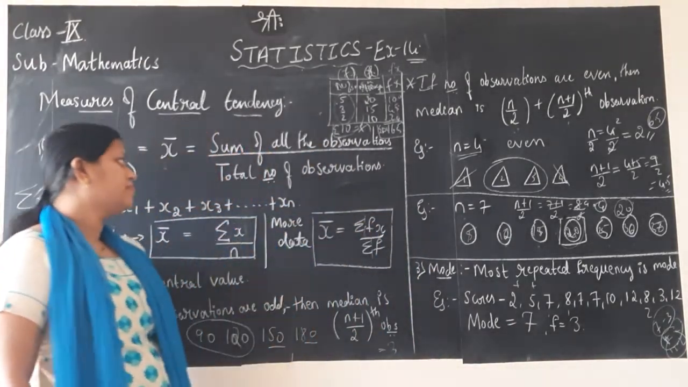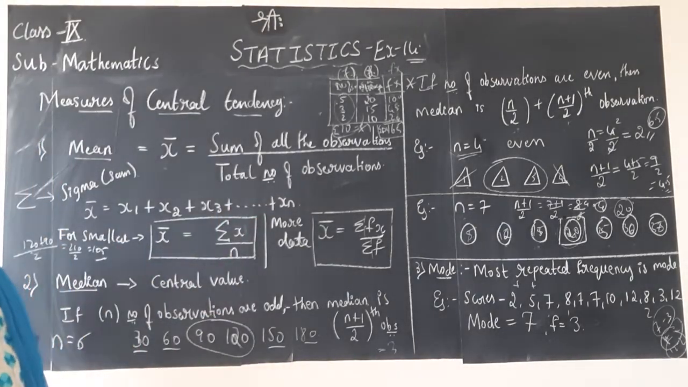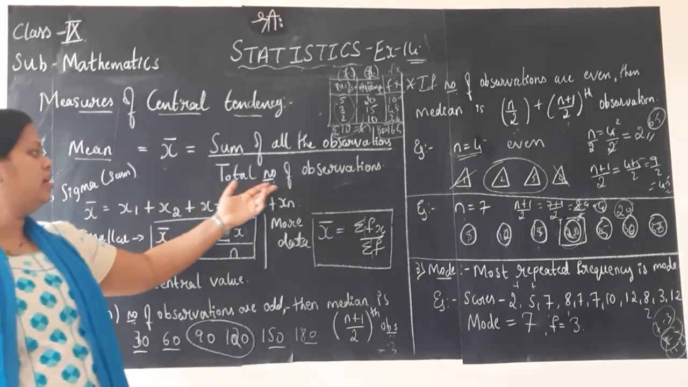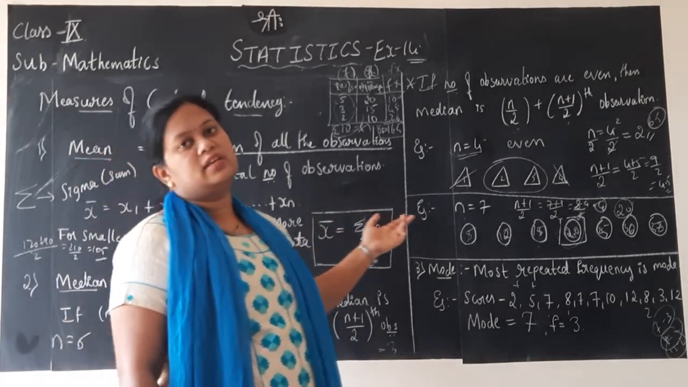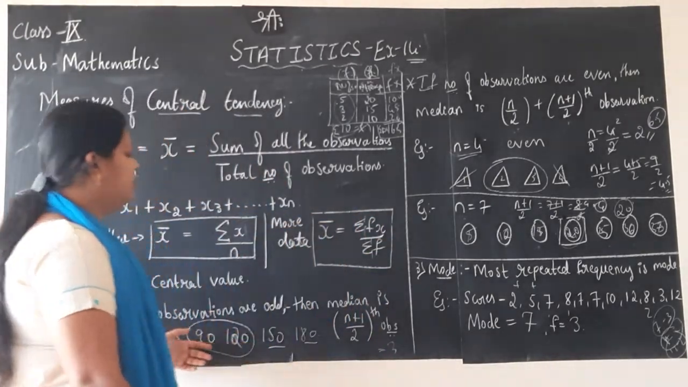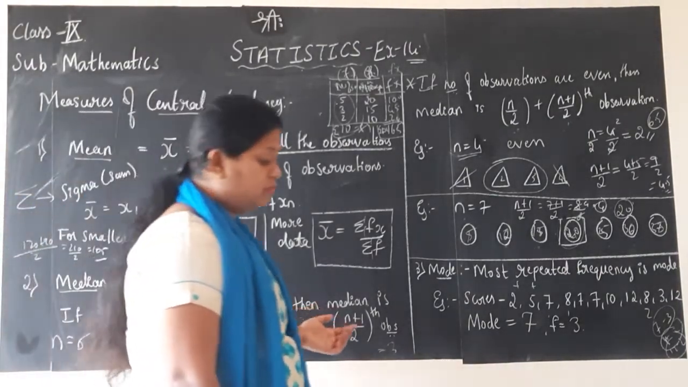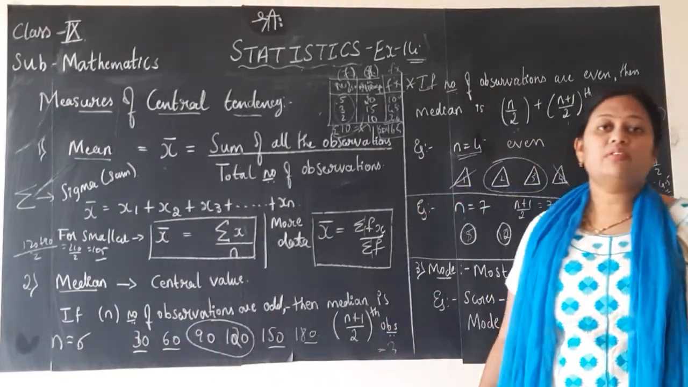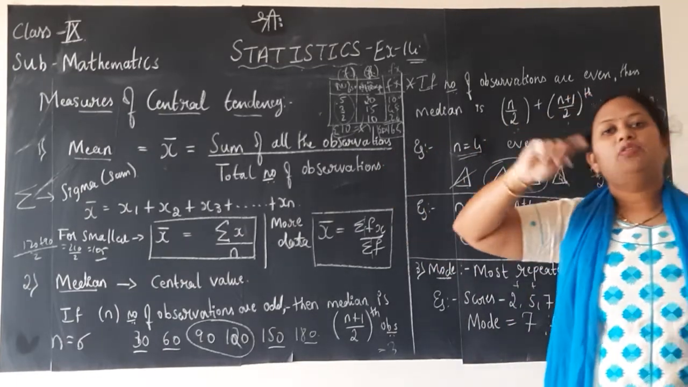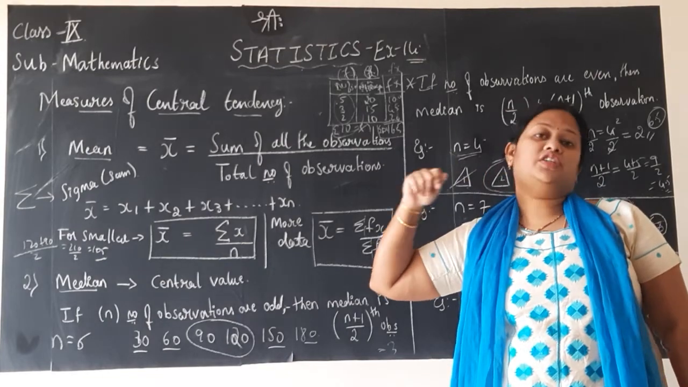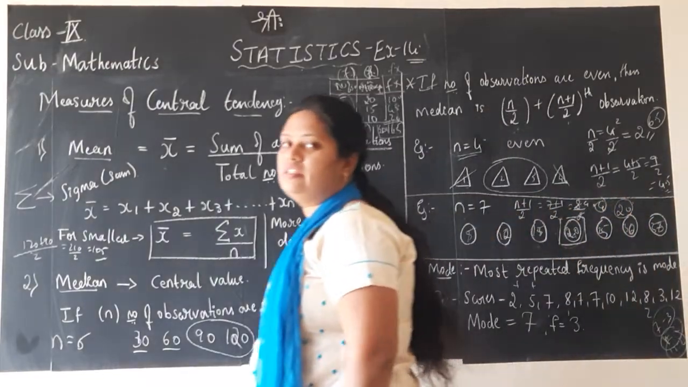So this is how we find the mean, median and the mode for the given data. Mean is the sum of all observations by the total number of observations. For smaller data, x bar is sigma x by n. For larger data, x bar is sigma fx by sigma f. Median is the central value. If the number of observations is odd, the median is the (n plus 1) by 2 th observation. If the number of observations is even, then it is the average of the n by 2 th and (n by 2 plus 1) th observations. What is mode? The most repeated frequency is the mode.